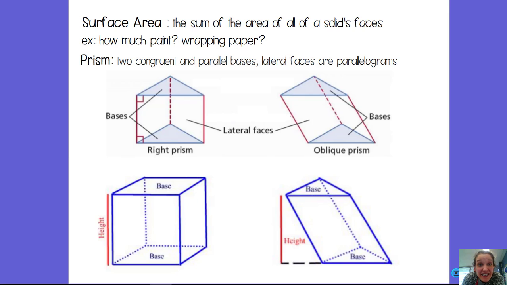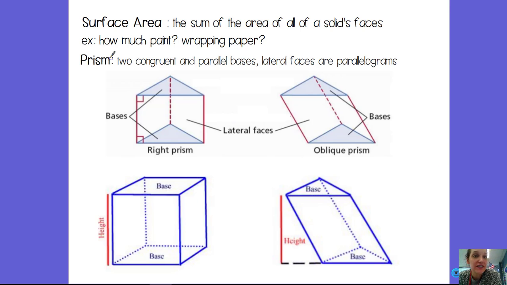Today we'll be calculating surface area of three-dimensional solids. Surface area is the sum of the area of all of a solid's faces. Think of faces as the flat surfaces, the sides, the top and the bottom of your figure. Another way to think about surface area is how much paint would you need to cover the outside of your figure? How much wrapping paper would you need to cover all of the surfaces of a 3D object?